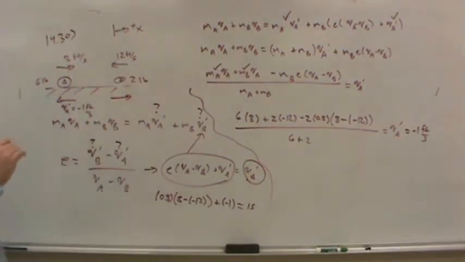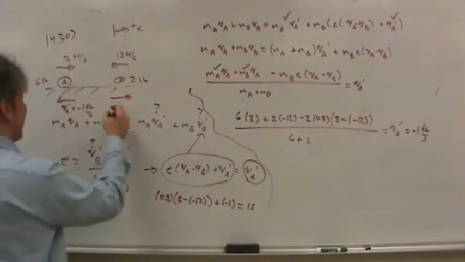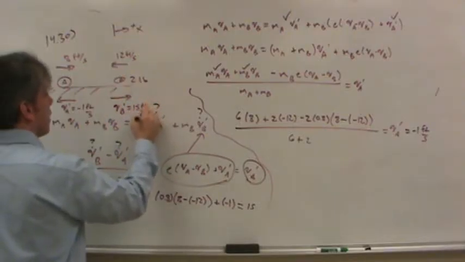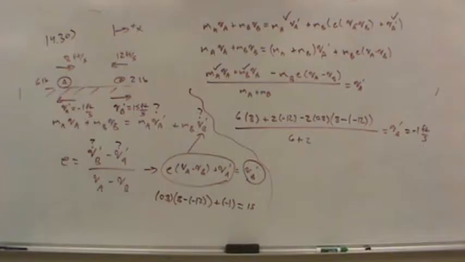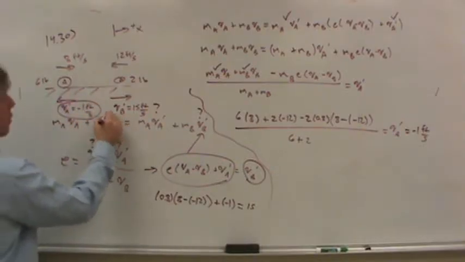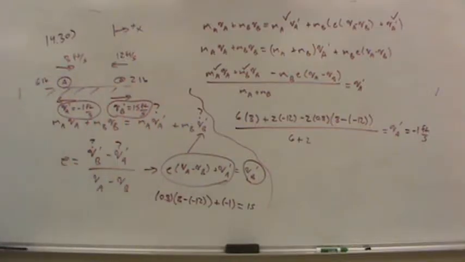I'm calculator dependent and proud of it. So the velocity of B after impact is 15 feet per second. Okay, now that's not the part that you asked about, but I thought we should go through all of this for the sake of the video.